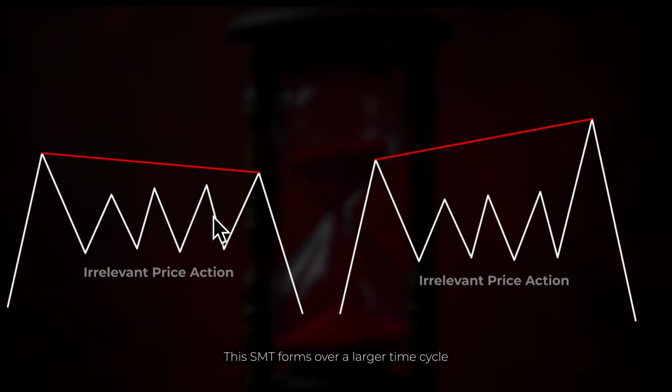This SMT forms over a larger time cycle, and what you can see is that on these two markets, you can see that they are highly correlated. However, the market on the left right here created a high and then saw the market retrace. What happens between this retracement leg and eventually the lower high which gets established doesn't really matter. Meaning the market can just consolidate, it can drop even lower, doesn't matter. Therefore, I've labeled this as irrelevant price action.